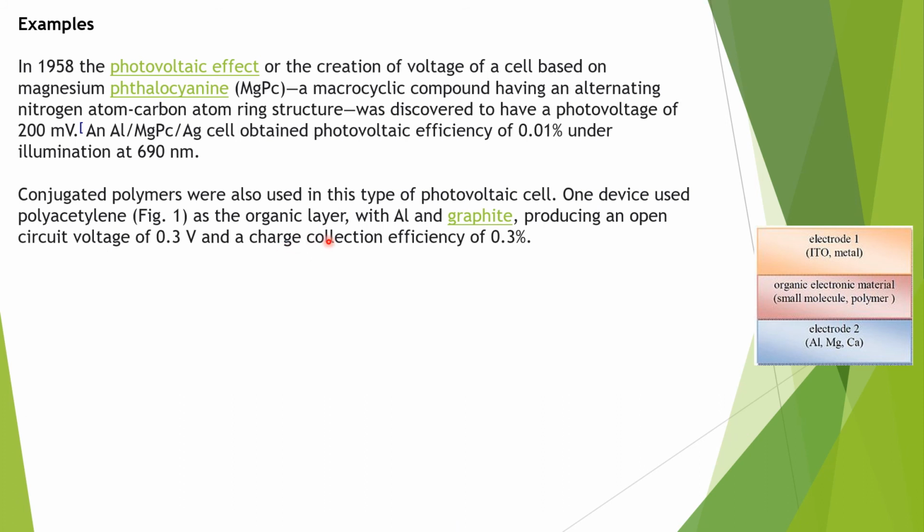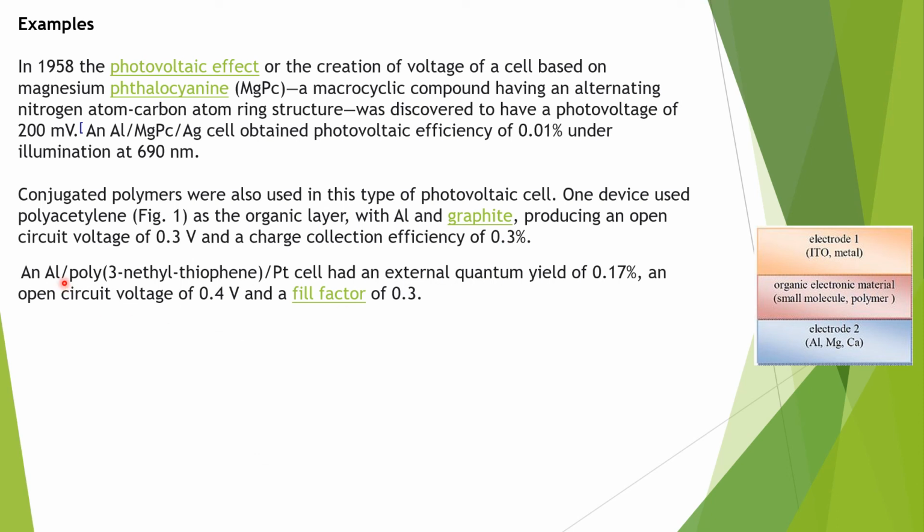Another one is conjugated polymers, which were also used in this type of photovoltaic cell. One device used polyacetylene as the organic layer with aluminum and graphite. Here it will be aluminum, it will be graphite, and in between there will be the polyacetylene, producing an open voltage, and it will have an efficiency of 0.3%.